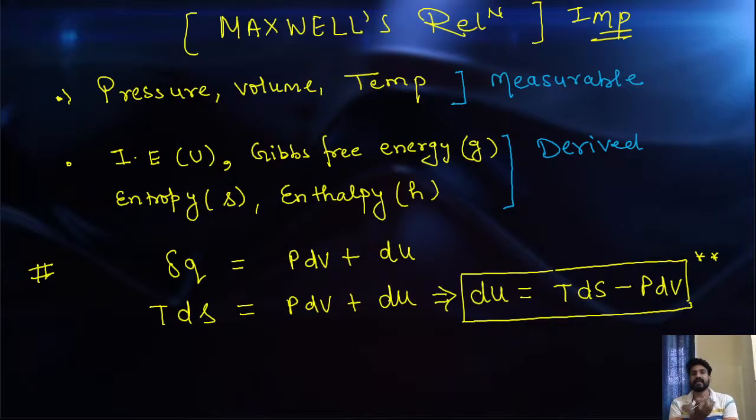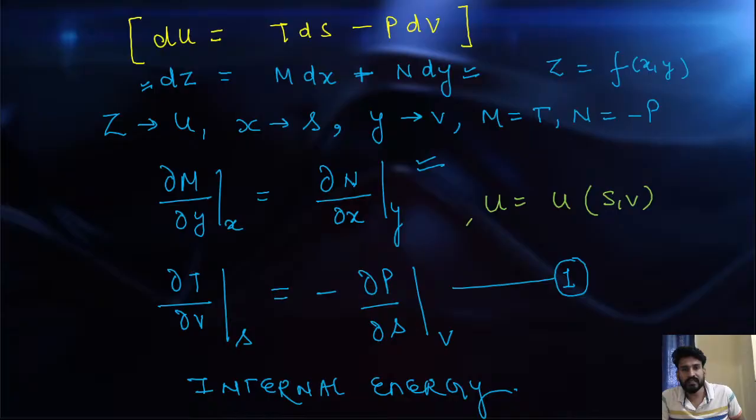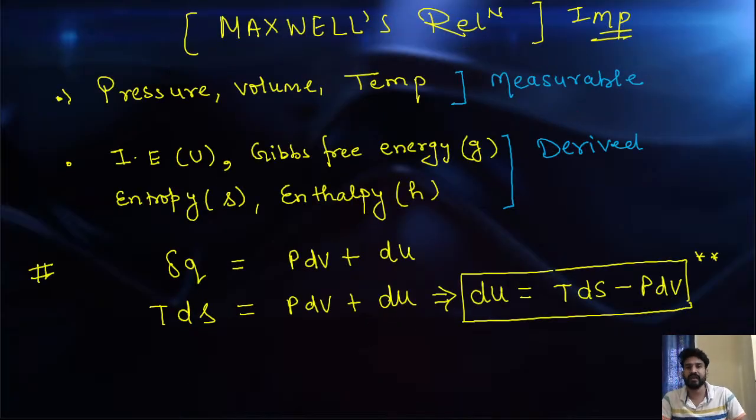Pressure, volume, and temperature, PVT, are the properties which are measurable, and some properties like internal energy, Gibbs, enthalpy, and entropy are the derived properties. If we want to connect the measurable properties to the derived properties, then Maxwell relations will help us. There are specific relations which give us the value, and we have four Maxwell relations.